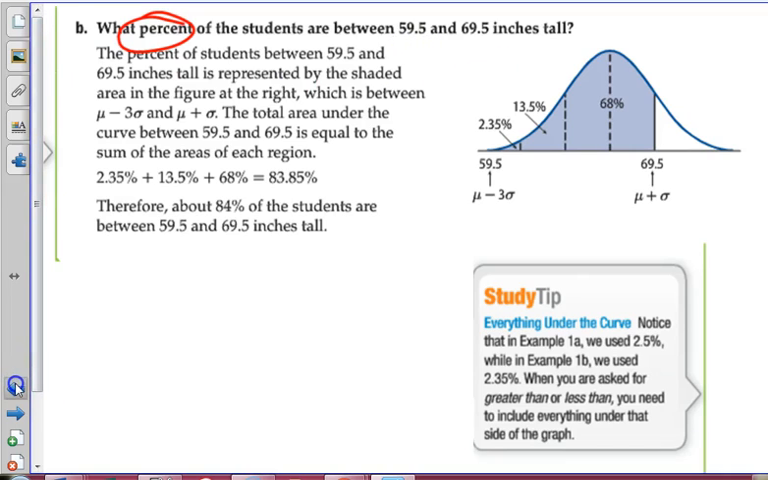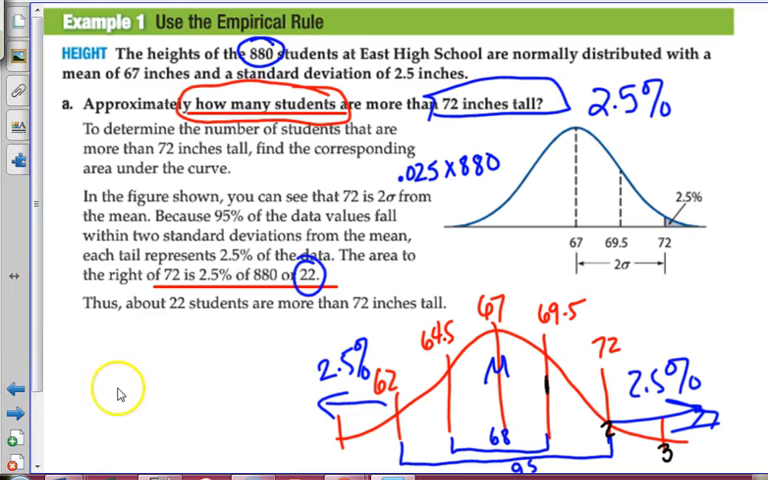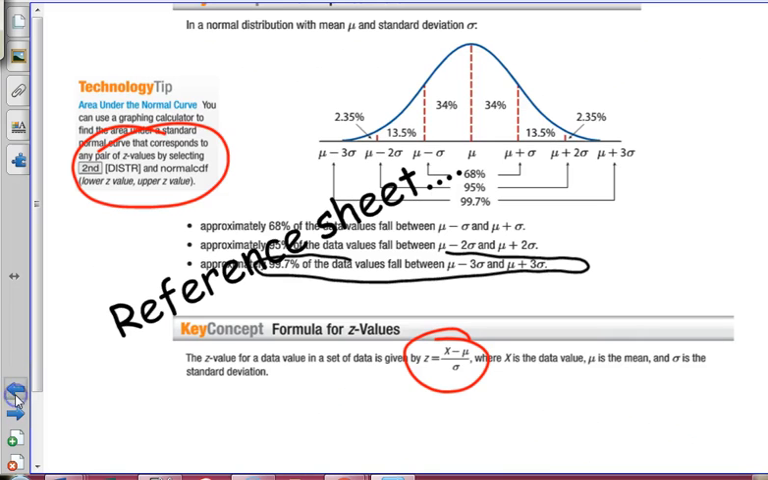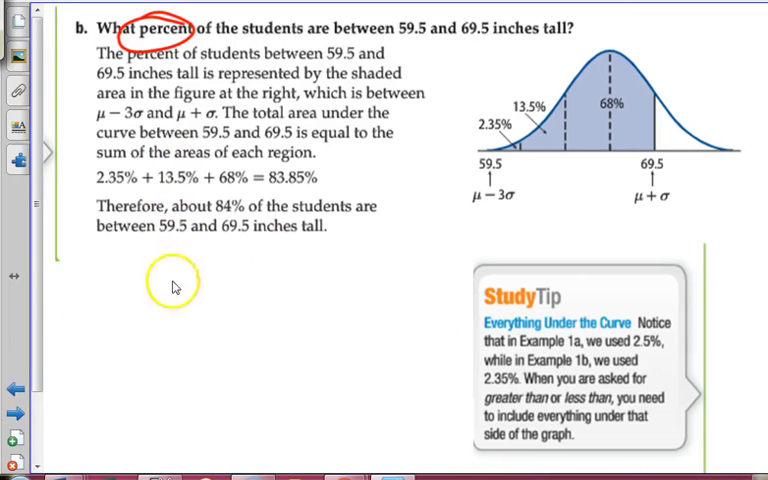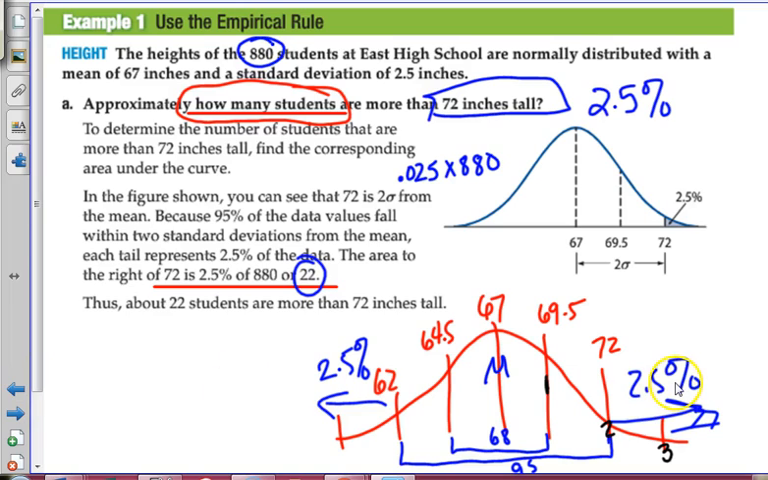Okay. If I go back, what was it? Sorry. Between 59.5 and 69.5. Well, 69.5 is right here. 59.5 would be this next one down if I took off another 2.5, so to 3 standard deviations. Okay.